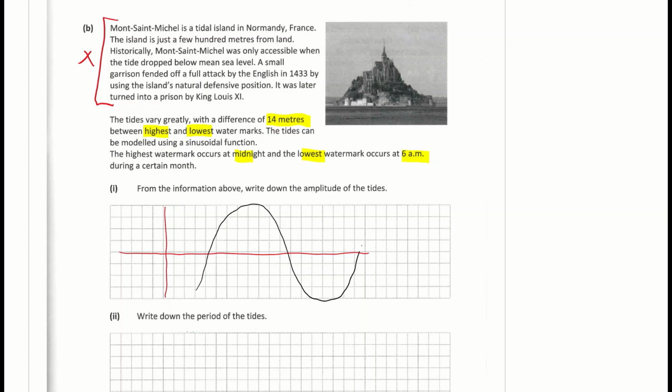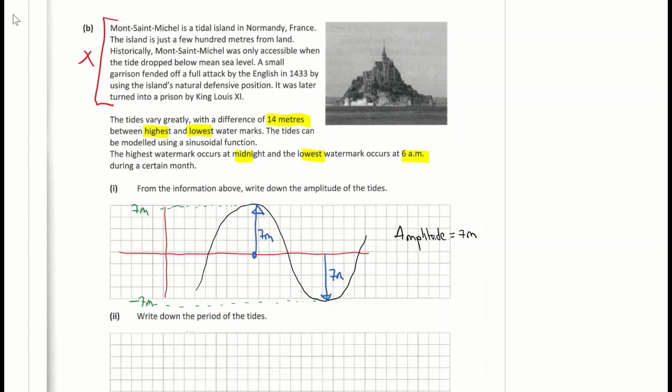So I'm not worried about where it starts or where it finishes, but I do know that at its highest point, it's at 7 meters, and at its lowest point, it's at -7 meters. So that's telling me that my amplitude is from the midway line up or the midway line down. So that's still giving me an amplitude of 7 meters. So therefore, amplitude is equal to 7 meters. And that is part 1 of B done.